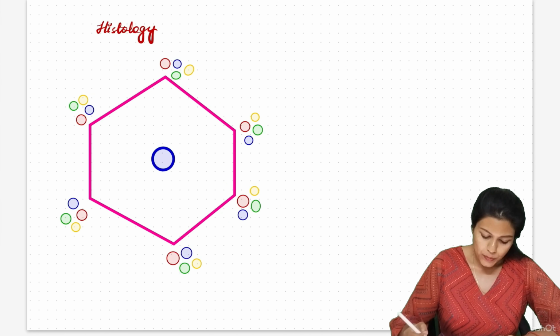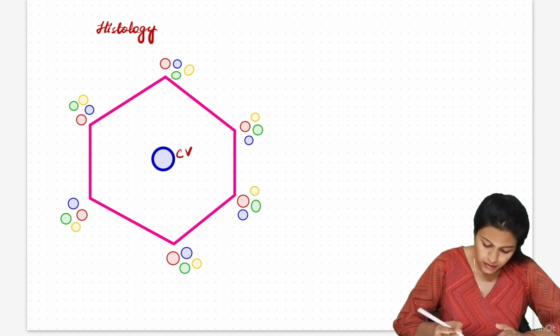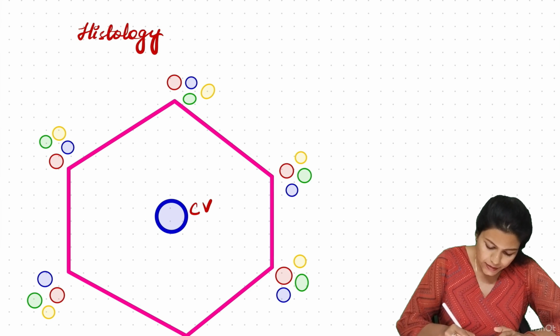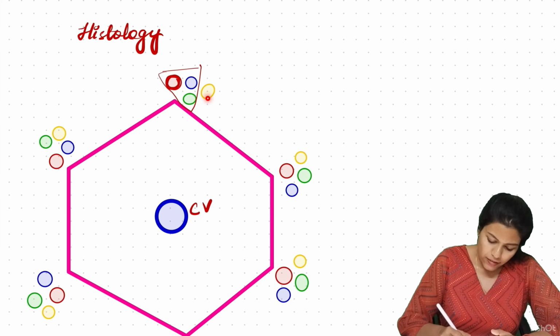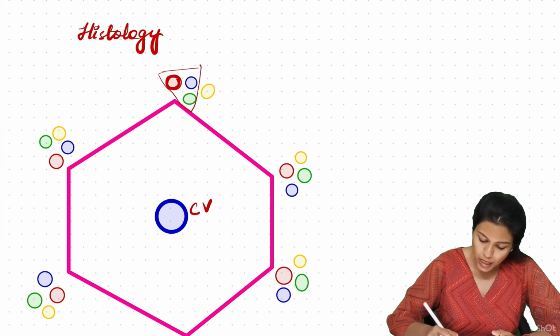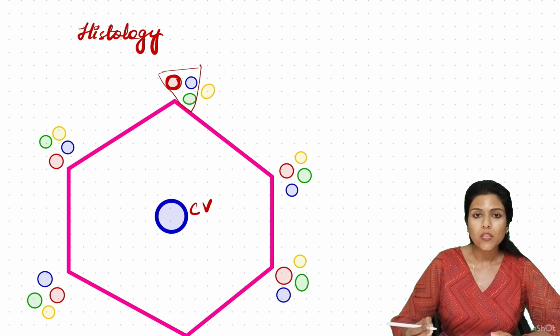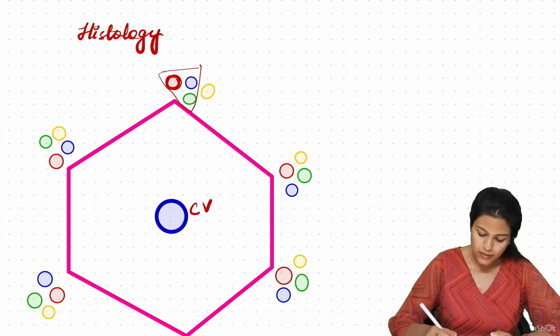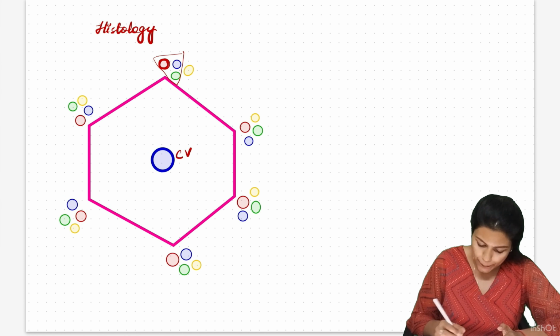The classic lobule is roughly hexagonal in shape. At the center there's a central vein, and each corner of the hexagon contains a portal triad with the hepatic artery, the bile duct, and the portal vein. Apart from this portal triad, there's a lymphatic channel at each corner. So the hepatic artery, portal vein, and bile duct make up the portal triad, and along with it a lymphatic channel is also present at each corner of the hexagonal hepatic lobule.